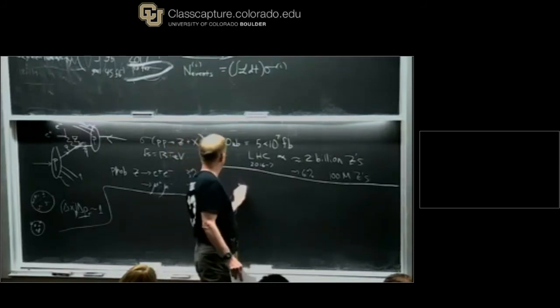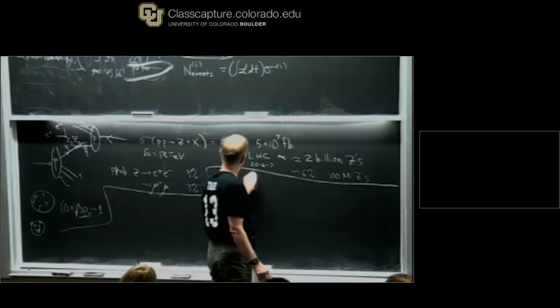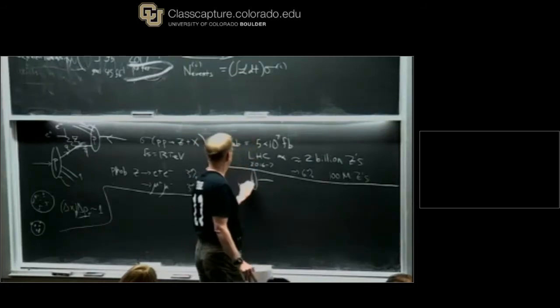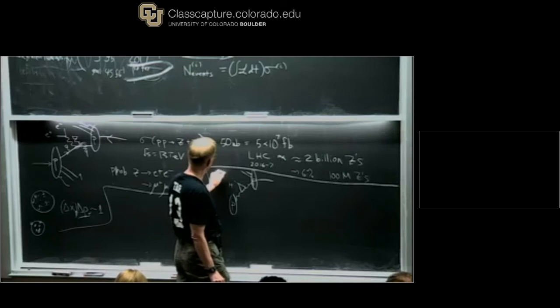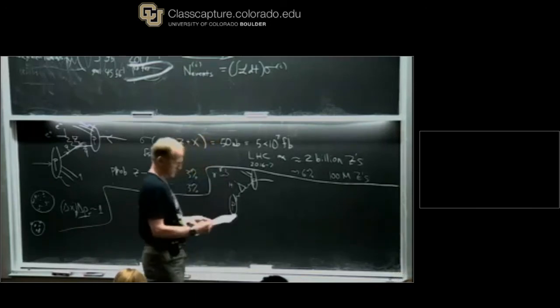So we can embed this graph into a picture like this, put the Higgs here, and then we have to ask, what does the Higgs decay to? For example, maybe it will decay to 2 photons.